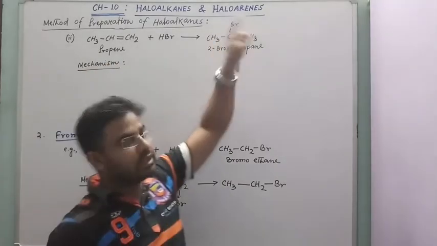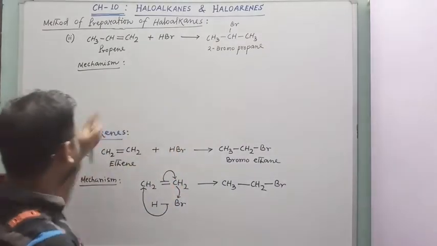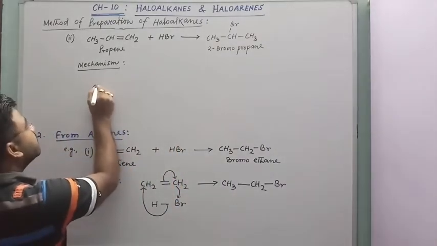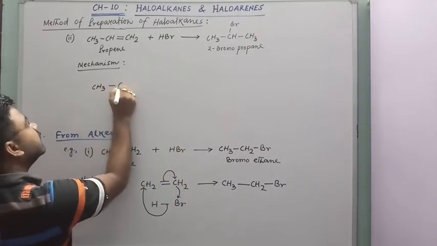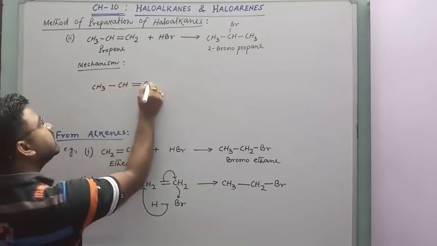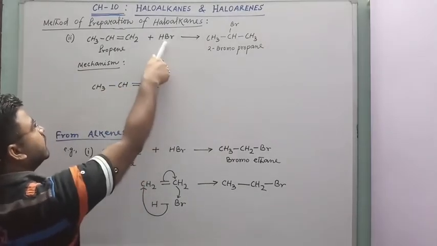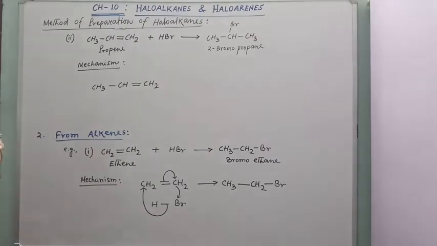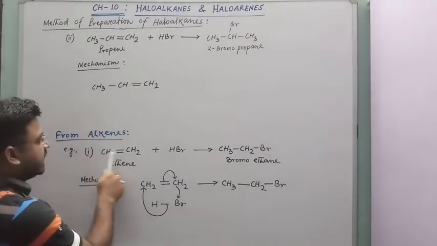Why not CH3, CH2, CH2Br? The mechanism is, see, CH3, CH double bond, CH2, with HBr attached to it. It was a symmetrical alkene.